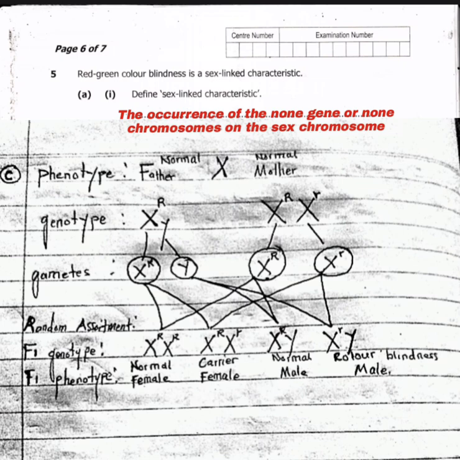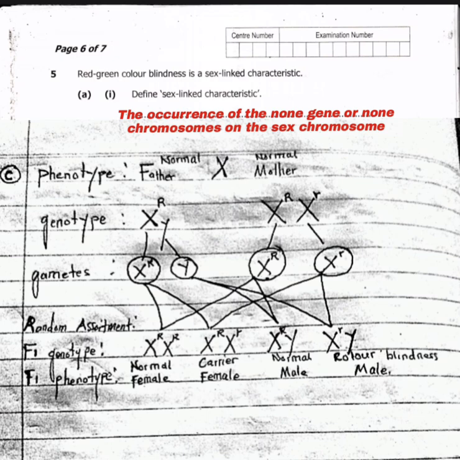Red green color blindness can be caused by a recessive gene. Like small r here, it is a recessive gene. So in this case here, at the end we are having a color blind child.